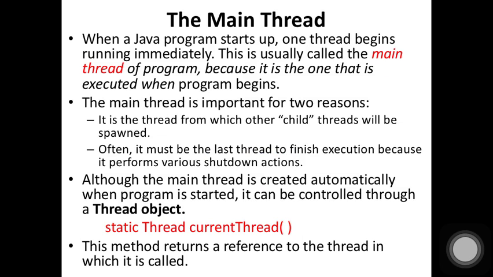A thread representation is usually done by means of currentThread. The currentThread method is used to give the status of the currently running thread, and we'll have a simple program for this.